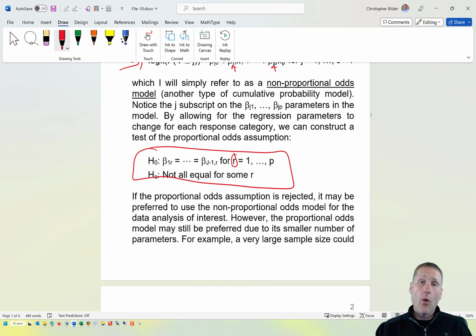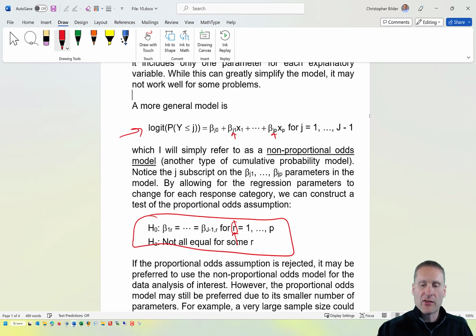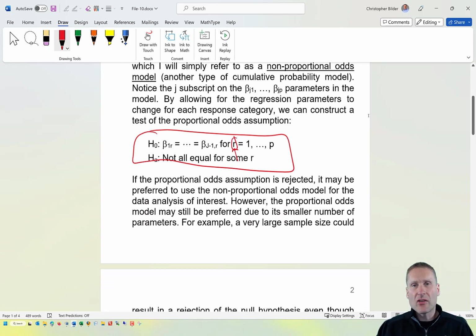Let's say that I'm only interested in testing the proportional odds regression assumption corresponding to explanatory variable R. So you could actually have a mix in your model of whether or not, let's say, that J subscript is on some of the betas or maybe not on other betas. And so we can test the proportional odds regression model for that corresponding explanatory variable with this set of hypotheses. This leads into a nice form of a likelihood ratio test.